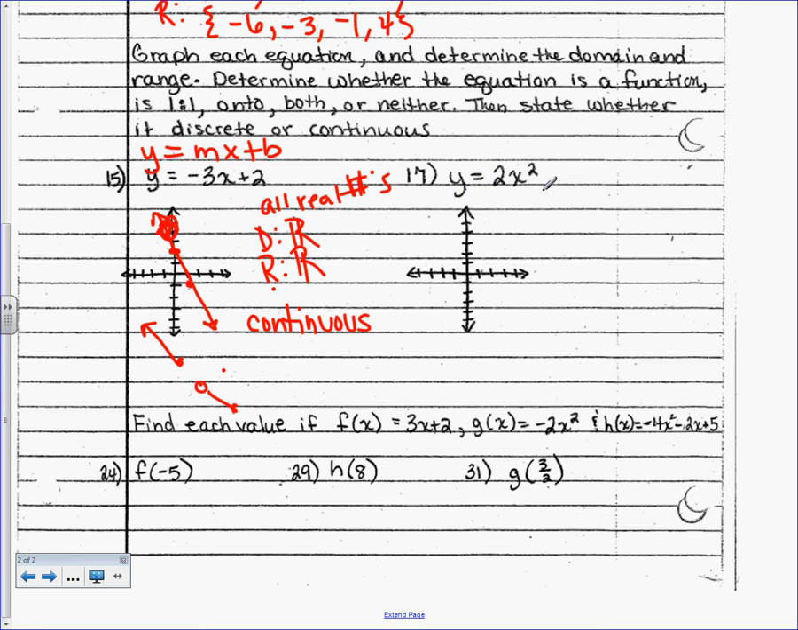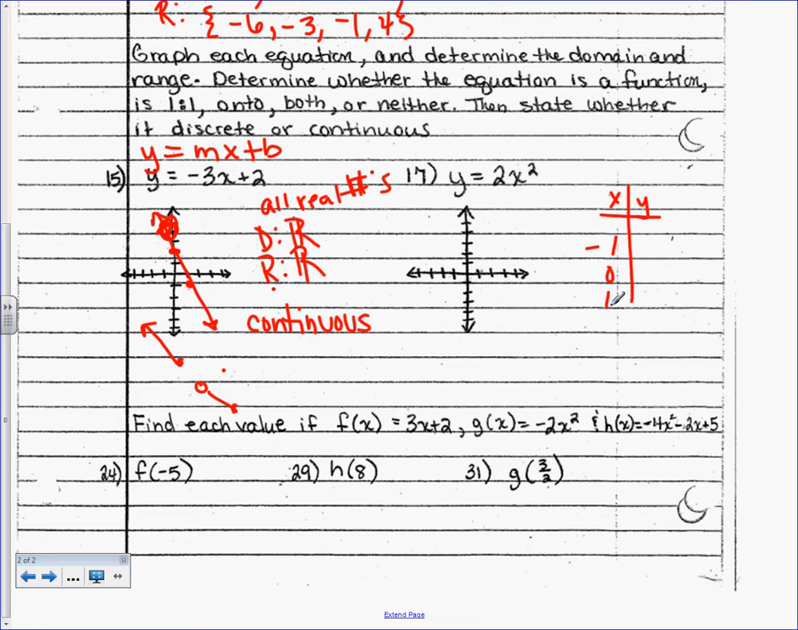This graph, number 17, y equals 2x squared, what shape is that going to make? That's a parabola, right? That's going to be a U shape. It's going to open up. We're going to have some tips and tricks on how to graph those a little bit quicker. If you really don't remember at all, you could always do a t-table. It's not the best, it's not the quickest, but it'll get you there for right now, okay?